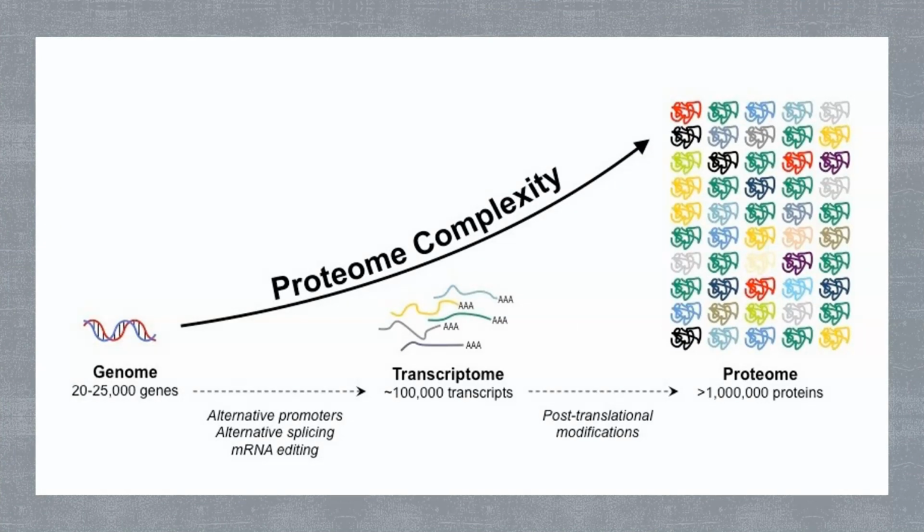Okay, so we've got the genome, 20 to 25,000 genes. Alternative promoters, alternative splicing, mRNA, we get our transcriptome, over 100,000 transcripts, post-translational modifications. So that can lead to a pretty high number of proteins in an organism. So our proteome is much more complex than our genome.